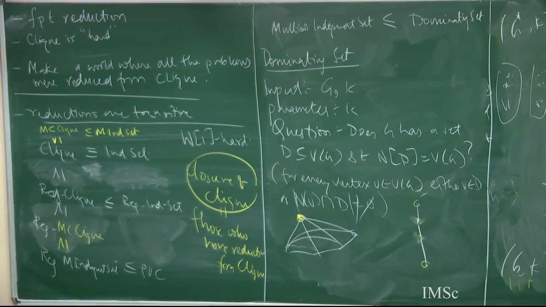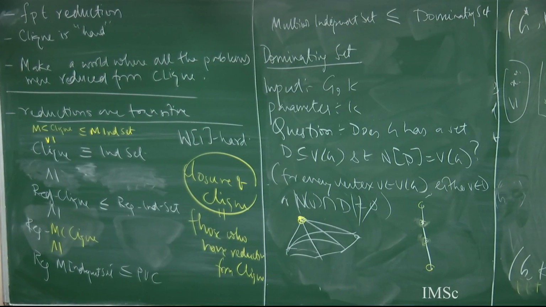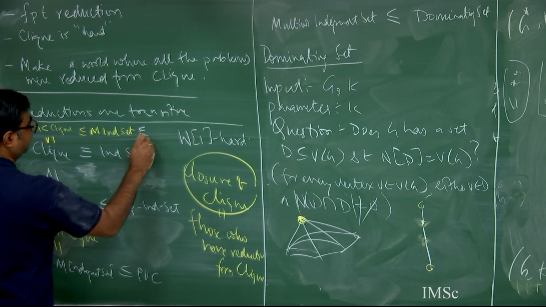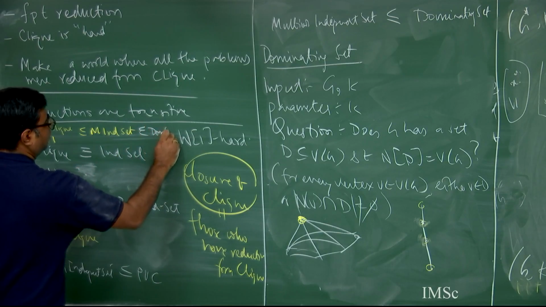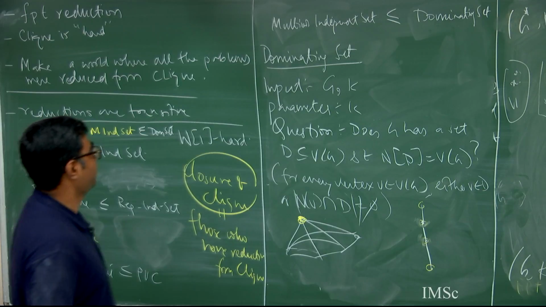Okay, fine. Okay, so we have shown this. Now let us try to show. So dominating set is hard. Okay. So we have given a reduction from multicolor independent set to DOM set. Okay, we have put some more things in our world.